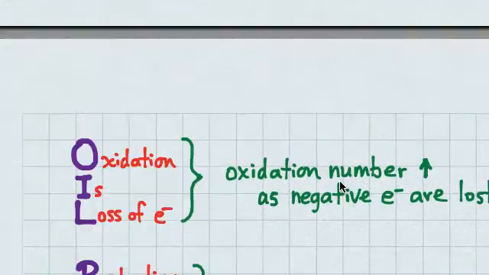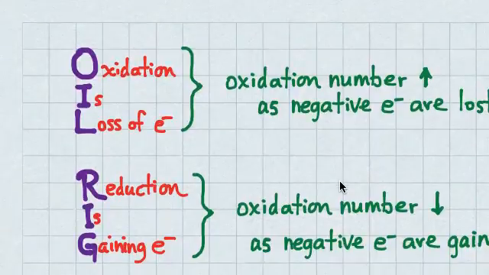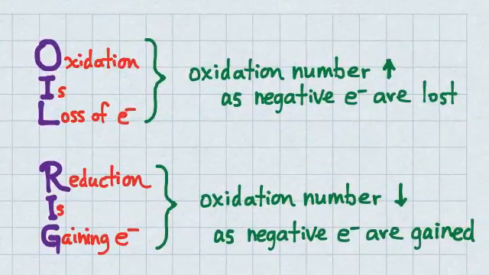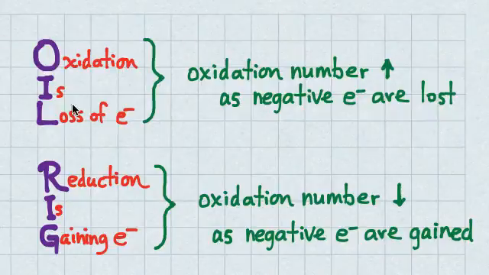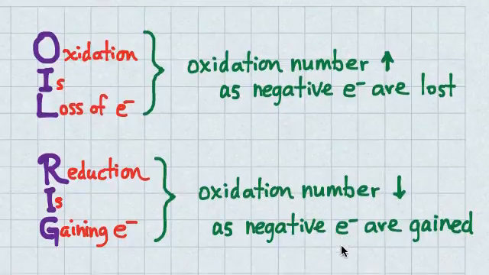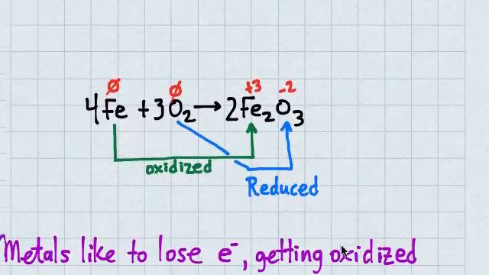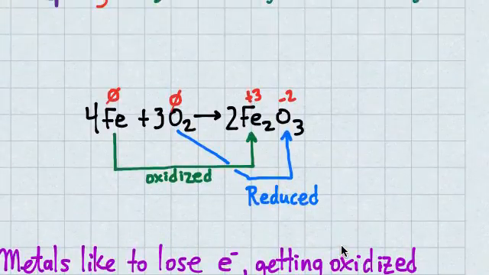Here's a mnemonic, kind of silly, but it does help you remember things. Oil rig. Oxidation is a loss of electrons, and reduction is the gain of electrons. Remember that. And if I lose negatives, I become more positive. So becoming more positive means your oxidation number goes up. And gaining negative electrons means your oxidation number goes down because you gain negatives. If you gain negatives, your oxidation number goes down. That's all I can say. Here's an example. Let me bump that up a little bit.